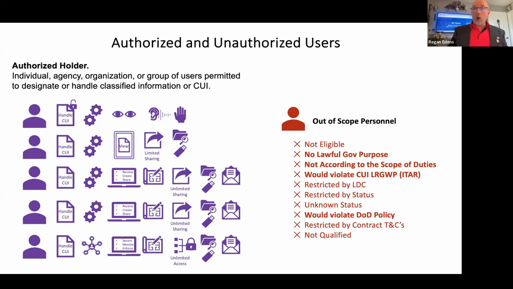Okay. So this is the difference between an authorized holder and a person who can become an authorized user. Unauthorized users are persons who are not yet eligible to be qualified, or haven't been qualified, and cannot be an authorized user until they meet that eligibility status, until they meet the qualifications related to the requirements for CUI.